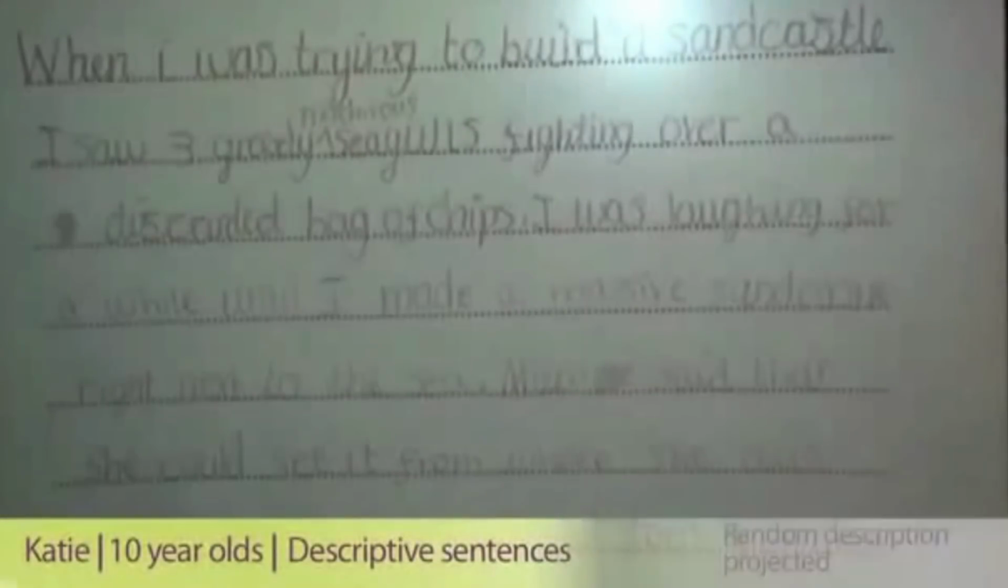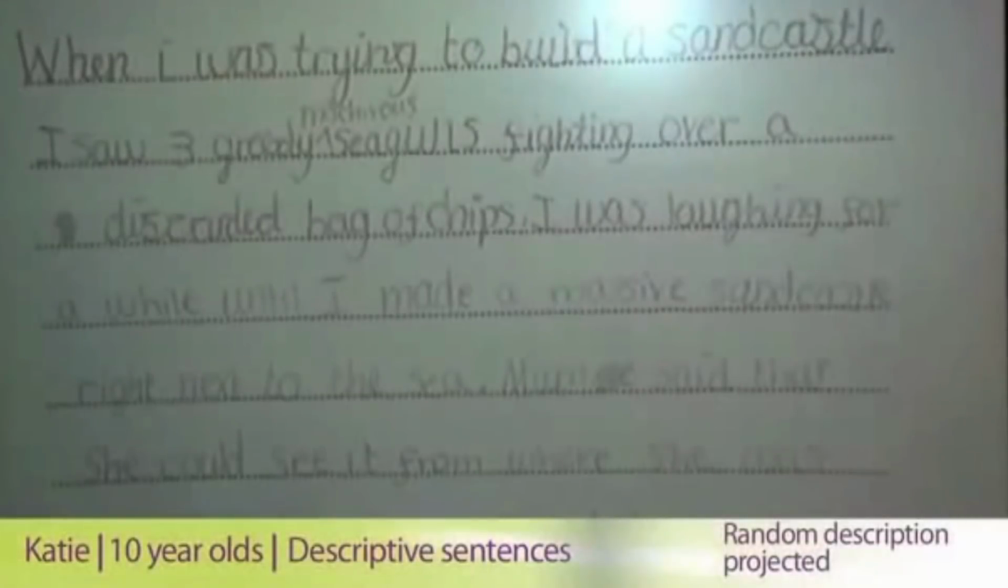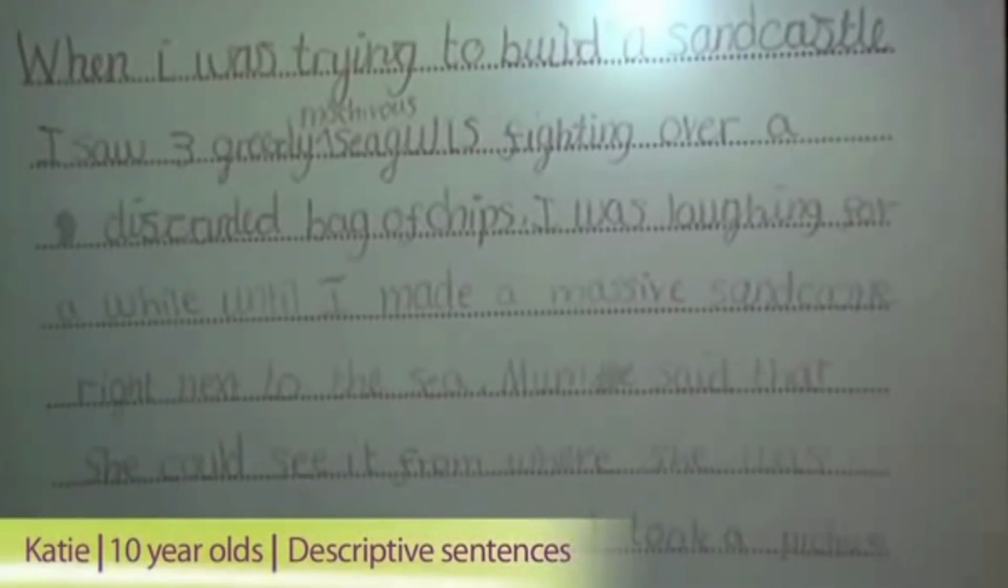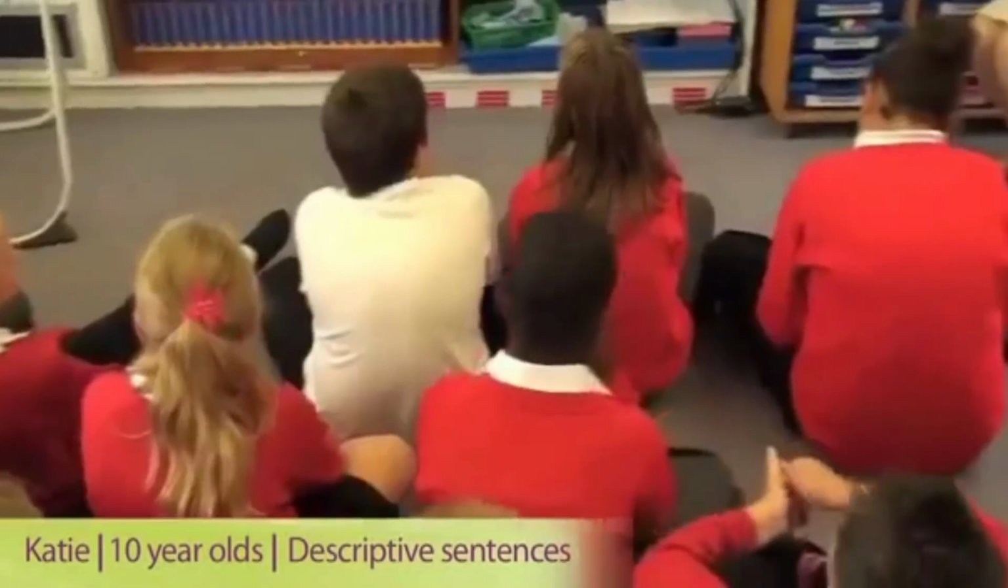When I was trying to build a sandcastle, I saw 3 greedy, mischievous seagulls fighting over a discarded bag of chips. I was laughing for a while until I made a massive sandcastle right next to the sea. Mum said that she could see it from where she was, so we put a flag on it and took a picture of it.